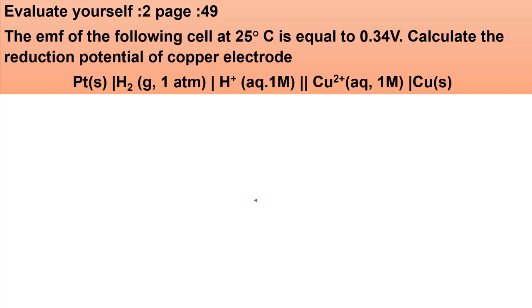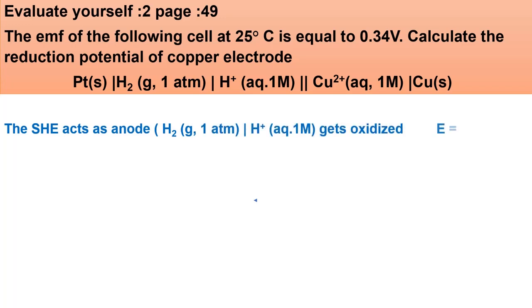Next, it is given on page number 49. The EMF of the following cell at 25 degrees Celsius is equal to 0.34 volt. Calculate the reduction potential of the copper electrode. The cell is given. Here one is the standard hydrogen electrode and another one is the copper electrode. The standard hydrogen electrode is coupled with the copper electrode. The standard hydrogen electrode can act as an anode as well as a cathode.